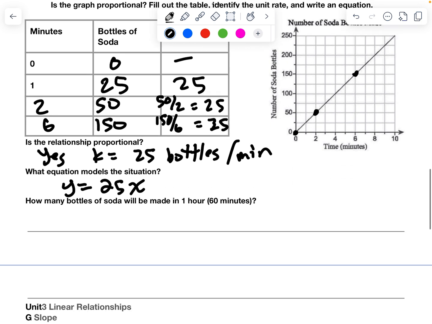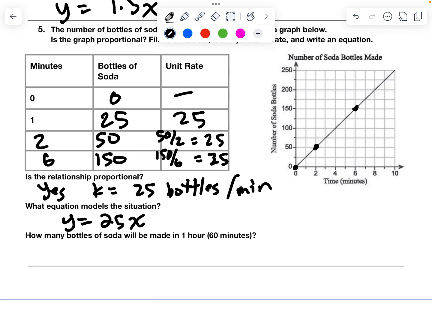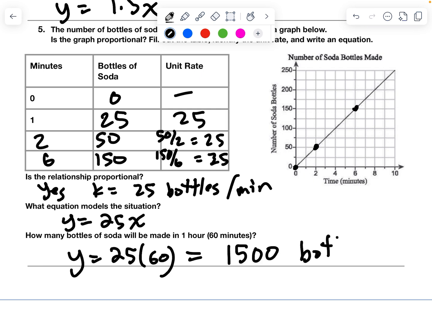So if I want to find out how many bottles we've produced in 60 minutes, I would take y equals 25 times 60. Type that in your calculator. It's 1,500 bottles.